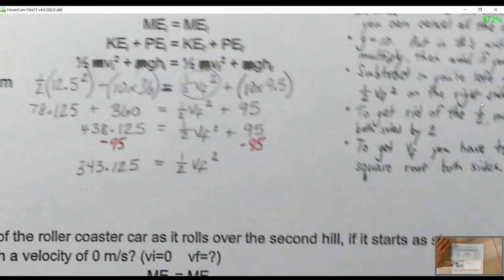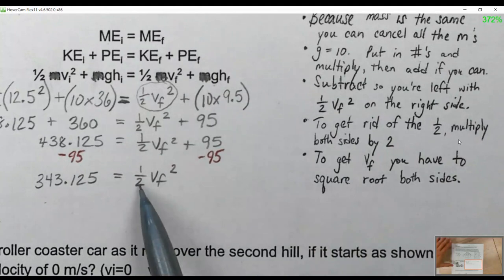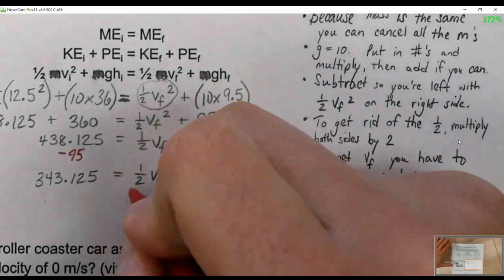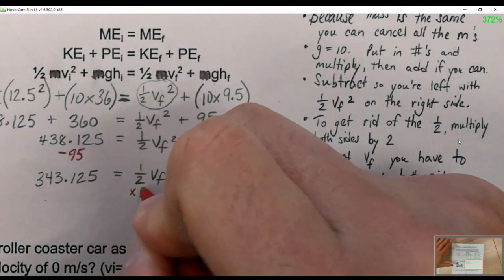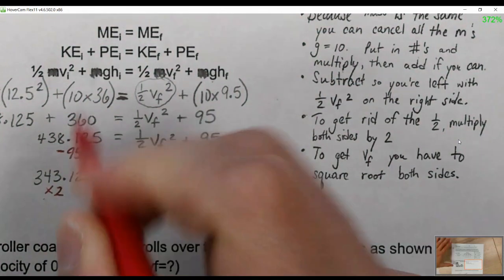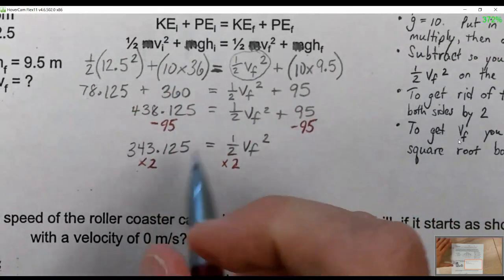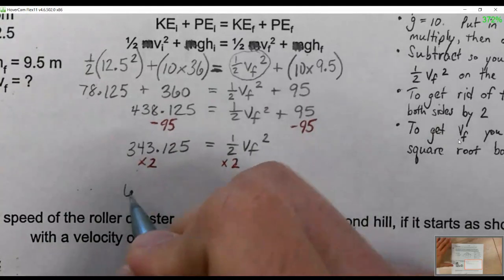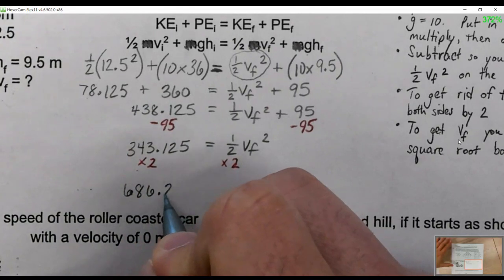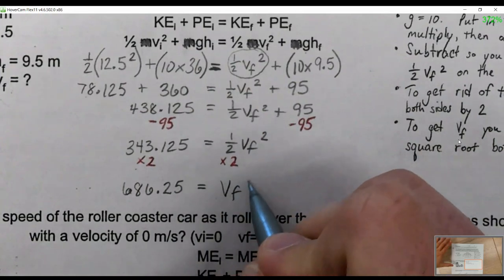All right, cool. We've got 2 steps left. To get rid of this 1/2, what does it say? It says multiply both sides by 2. When I do a times 2 underneath that, it's going to get rid of this 1/2. So you have to multiply this by 2. 343.125 times 2 is going to come out to be 686.25. And now the 1/2 is gone, and that leaves us with VF squared.